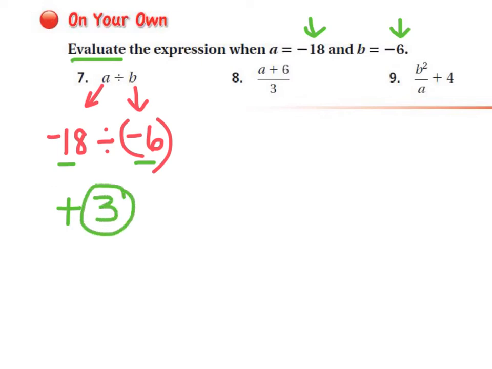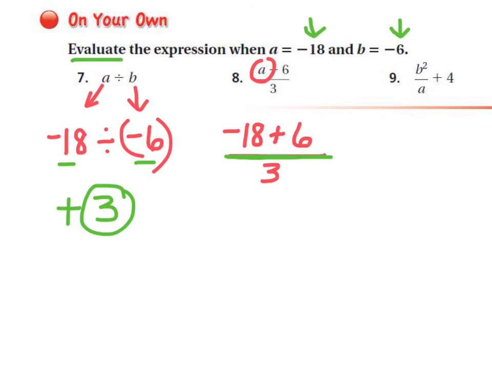So there's my answer. All right, let's try the second one. Okay, I'm going to draw my division line. Okay, it says A, so I'm going to fill in a negative 18 plus 6 over 3. Okay, if you have one like this, you need to do what's on top of this line first. So I'm going to do negative 18 plus 6.